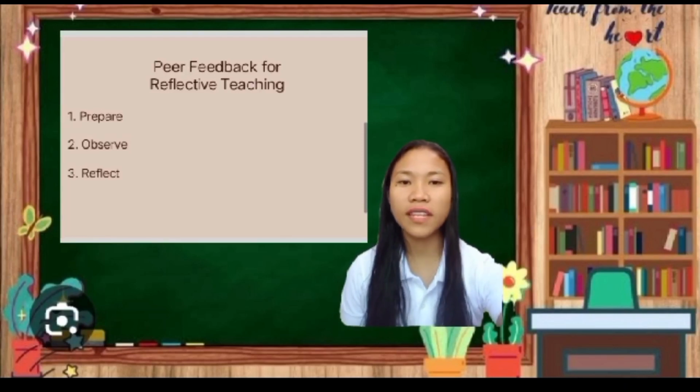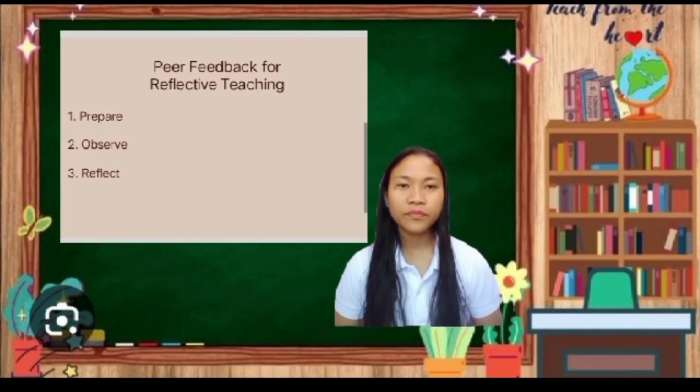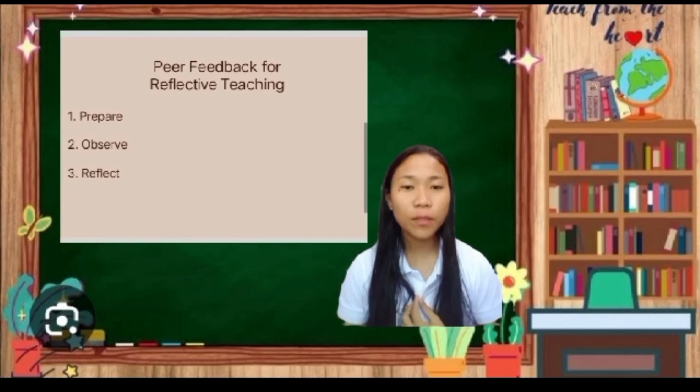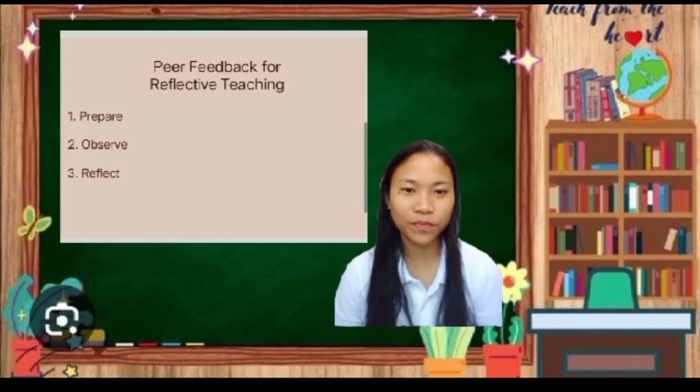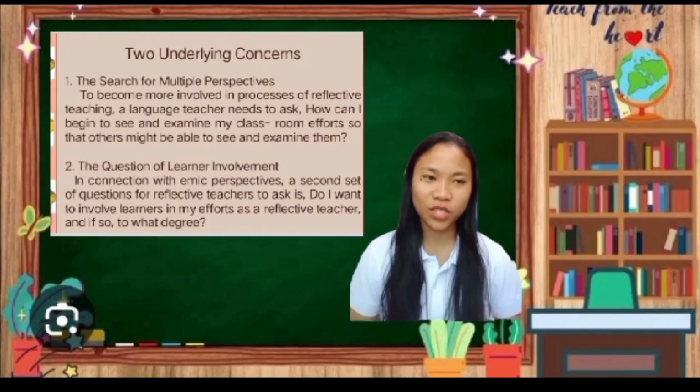It can include instructional delivery, student interaction, and use of instructional materials. The third one is reflect. Both the teacher and observer engage in reflective dialogue to discuss the observed teaching practices. The teacher reflects on their own practice based on the feedback provided by the observer, considering strengths, areas of improvement, and strategies for growth.